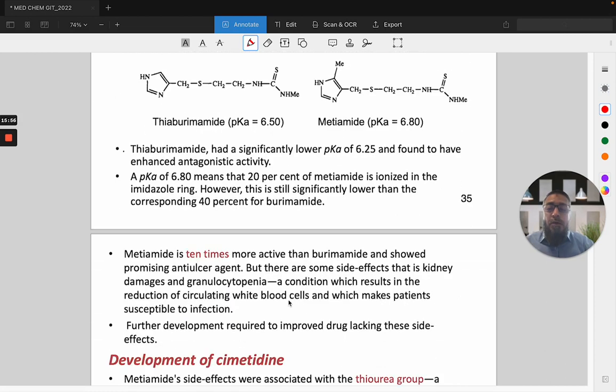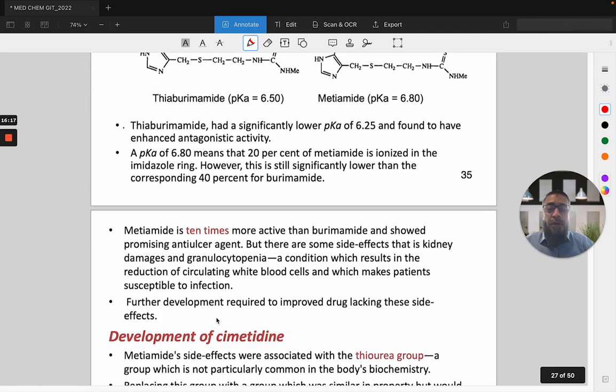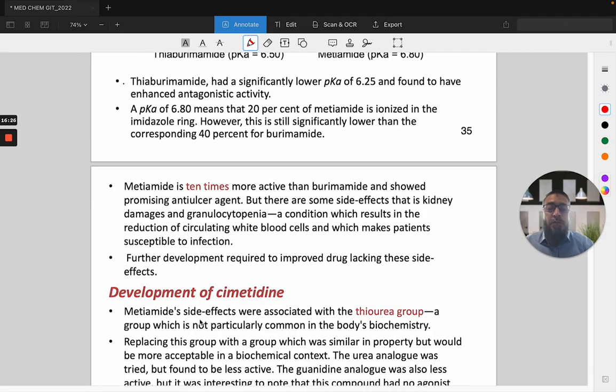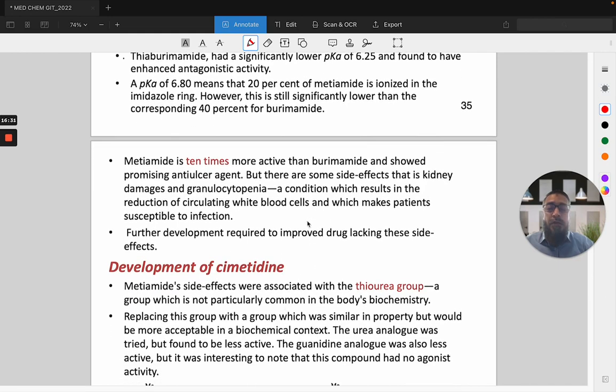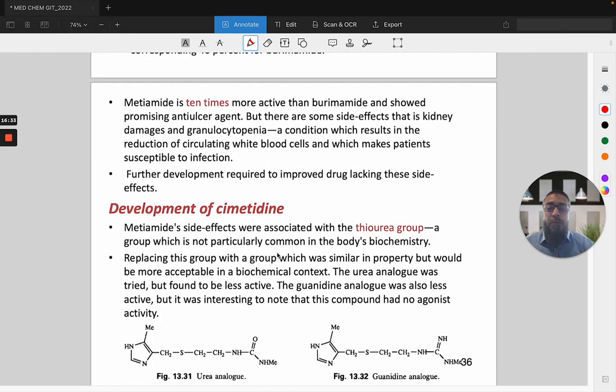The metiamide is also 10 times more active than burimamide, and it showed promising anti-ulcer activity, but it has the side effects of kidney damage and a condition which results in the reduction of circulating white blood cells, which makes the patient susceptible to infection. So further development was required in order to eliminate the side effects. So with this idea in mind, they developed cimetidine.